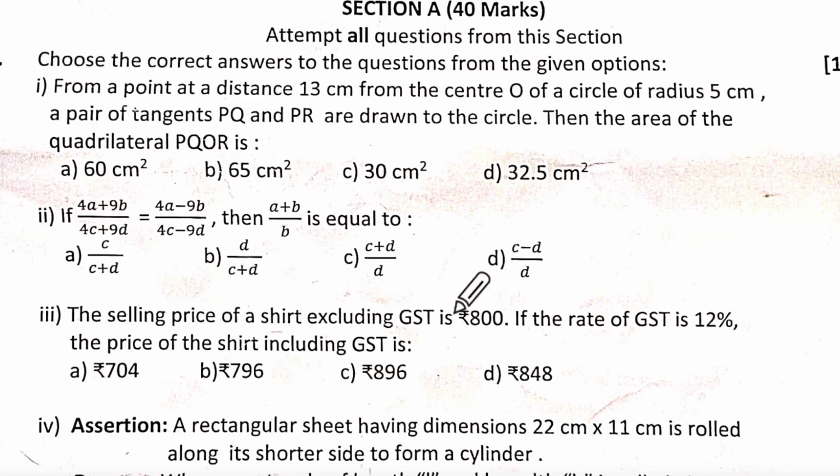SP of shirt excluding GST is 800. The rate of GST is 12%. The price of shirt including GST. Now excluding GST means its mark price. Including GST will be the required price x, equal to 800 plus GST, means 12 upon 100 into 800. So 12 eights are 96, 896. Where is it? Option C.